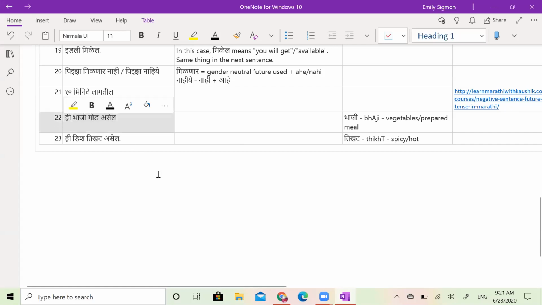So last two. He bhaji gold. Wait, yeah, gold. Asel. So this dish, bhaji, so bhaji can either be vegetables or a prepared meal. So bhaji in this case is probably a meal. He, so the dish made from the vegetable. Okay. It would be a full meal, one of the dishes made from vegetables.